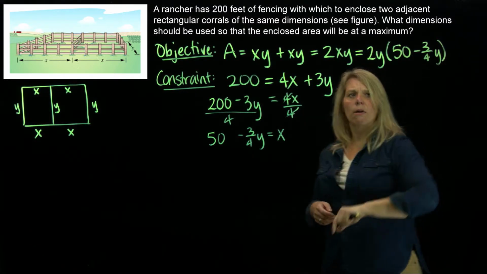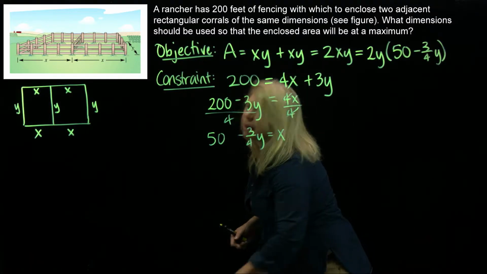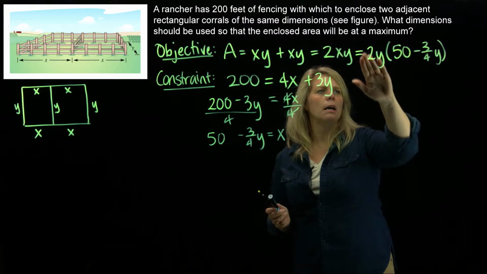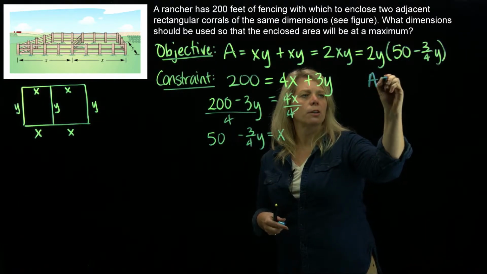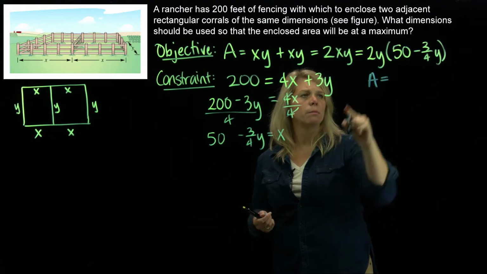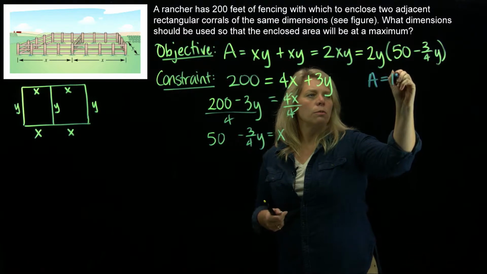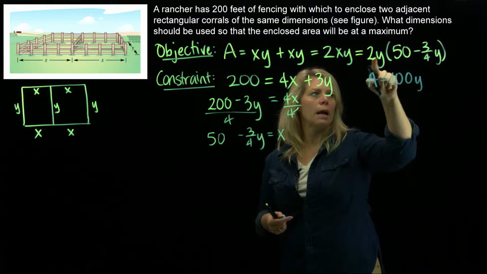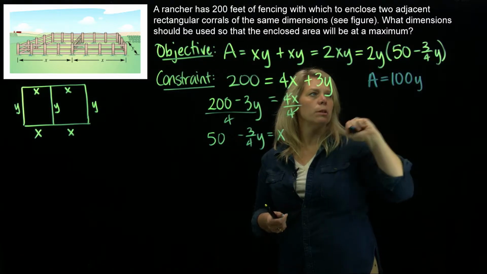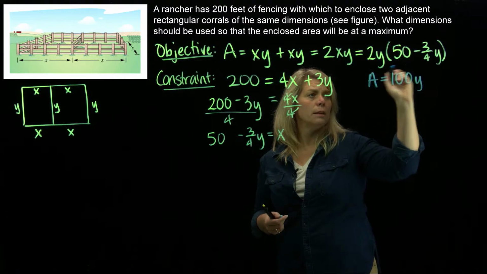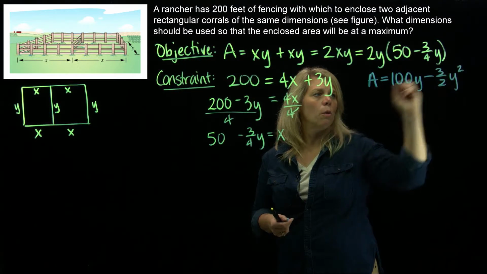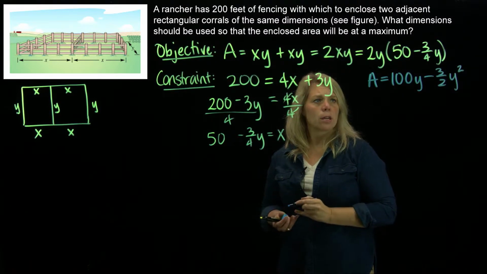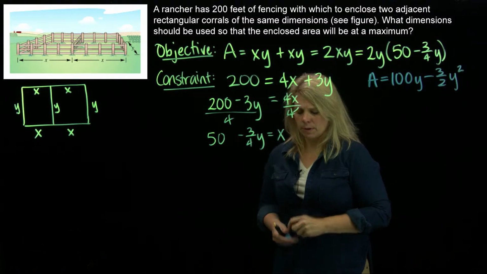All right, and I might want to go ahead and simplify that. I'm going to rewrite that objective function, distribute my 2y through to simplify that. So the objective function I'll be using really for the rest of the problem is A equals 100y minus, and then when I distribute the 2y through, I'll have 2 times negative 3/4 will be negative 3/2 and y squared. All right, so there's our objective function that we'll be using.